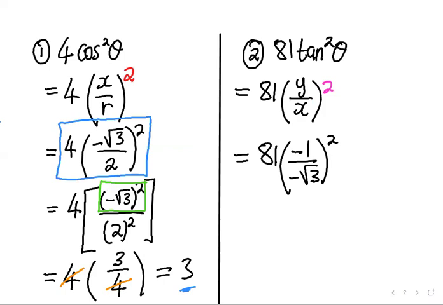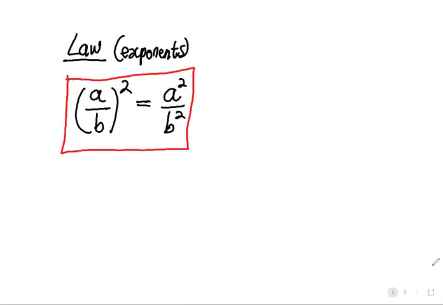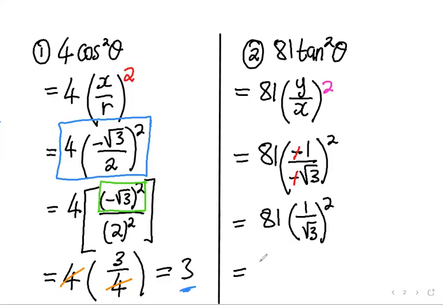Before you go further, don't confuse yourself. You know that a negative cancels a negative. Start there and do it step by step. You'll be left with 81 into 1 over √3, all squared. I'm doing this so that you don't make mistakes. Now you apply your laws of exponents. This can be written as 81 times the brace of 1 squared, all divided by √3 squared. Very easy.